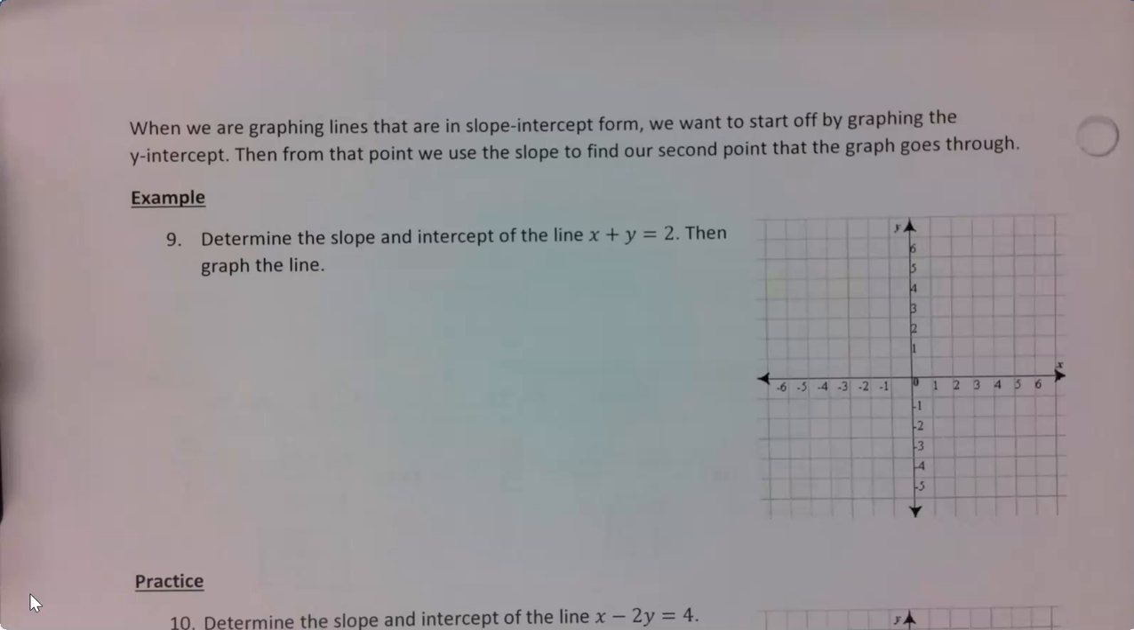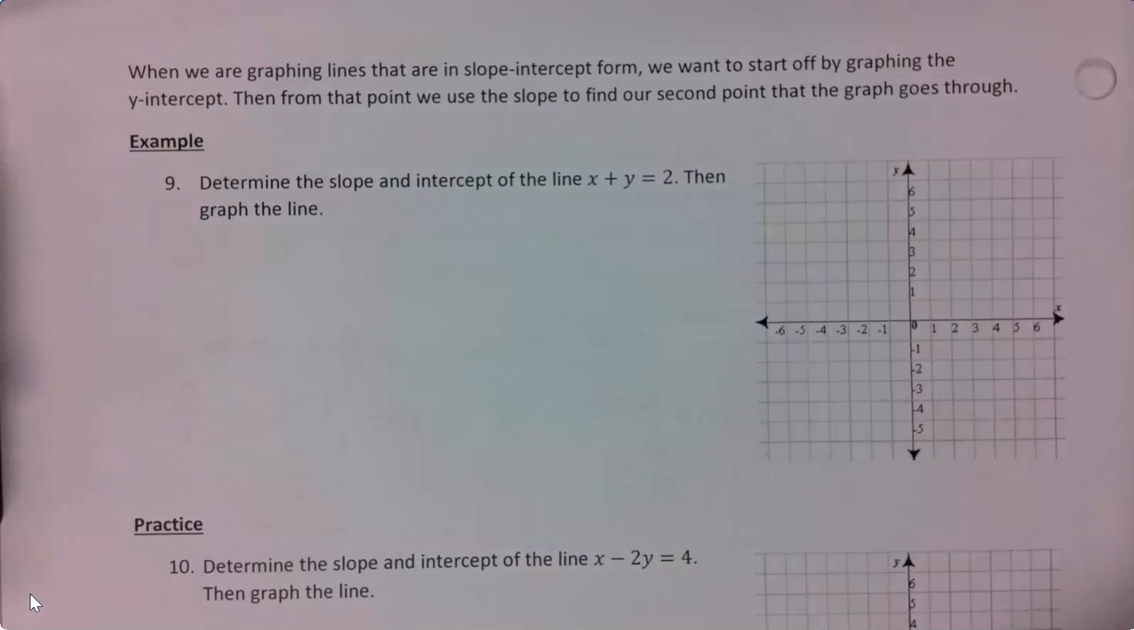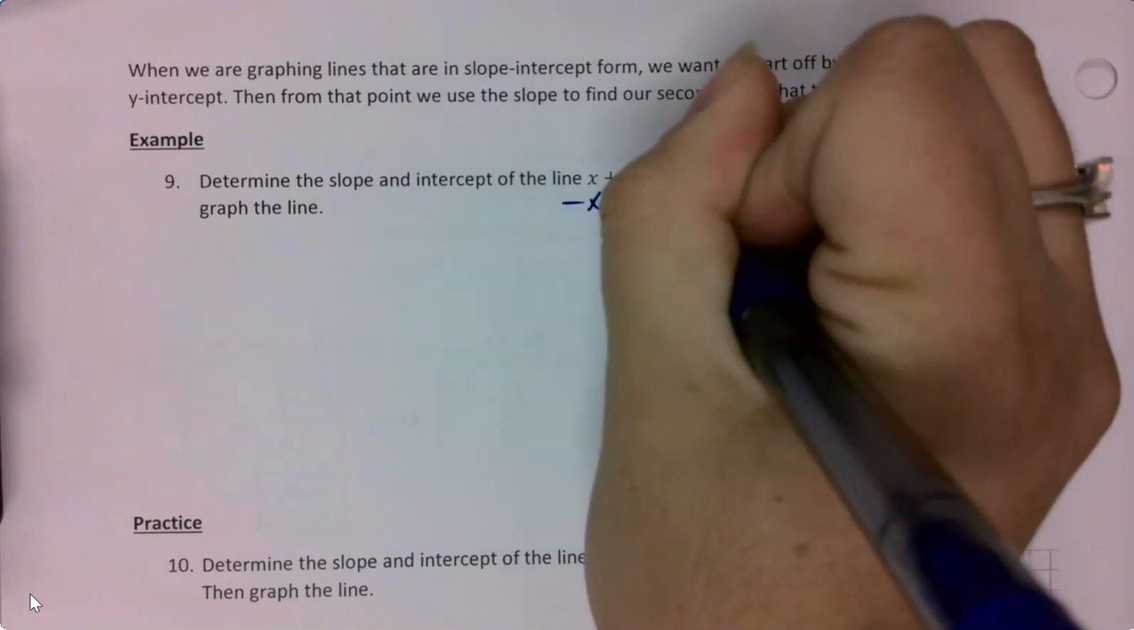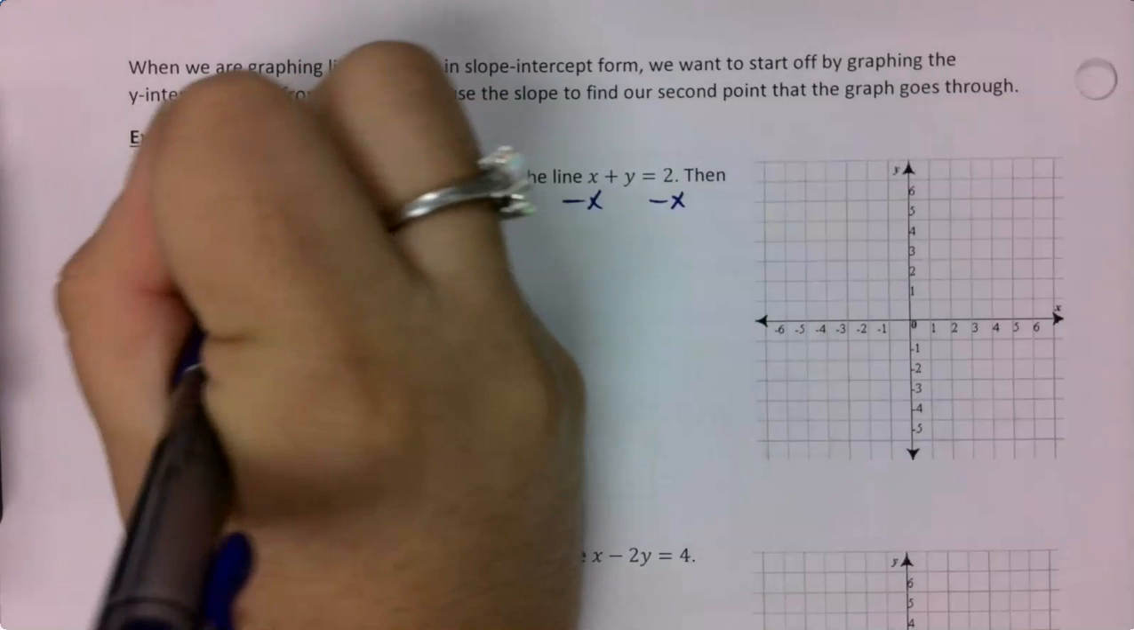Okay. So the final thing we're going to do is graphing a line in slope-intercept form. Our lines are not given to us in slope-intercept form. We need to write them in slope-intercept form and then say the slope and the intercept and then graph it. So first thing I want to do to get it in slope-intercept form is to isolate y. I want to get it alone. So I'm going to subtract x on both sides. That is going to give me y equals negative x plus 2.